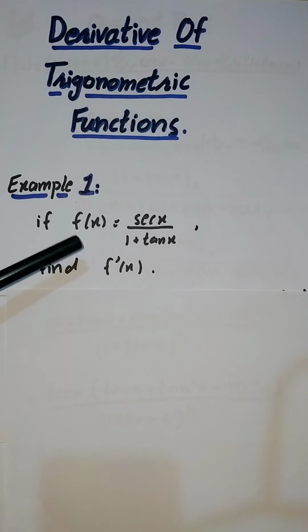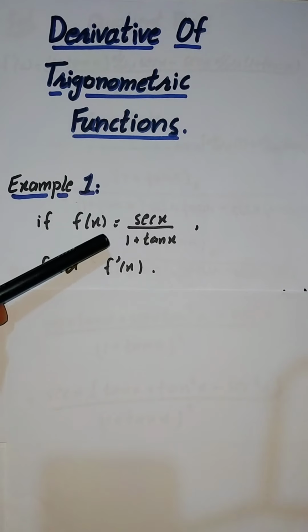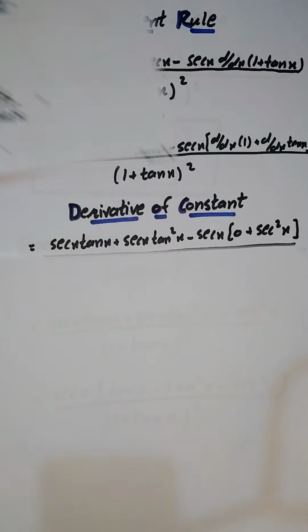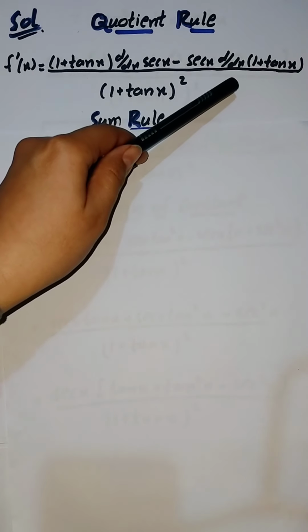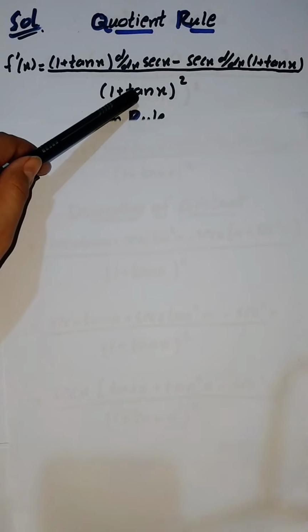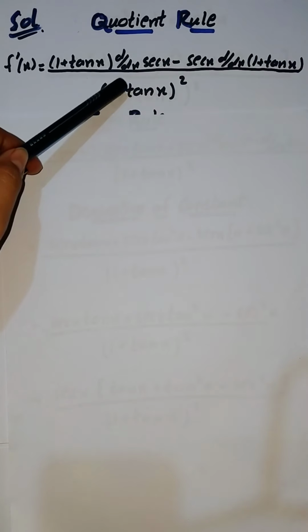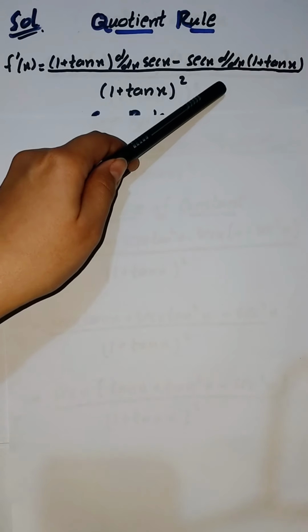First of all, we need the quotient rule. Then we can further solve it. So what does the quotient rule say? The denominator times the derivative of the numerator minus the numerator as it is times the derivative of the denominator, whole divided by the whole square of the denominator. So this is the quotient rule. According to this, 1 plus tan x as it is times the derivative of secant x minus secant x as it is times the derivative of 1 plus tan x, whole divided by 1 plus tan x whole square.